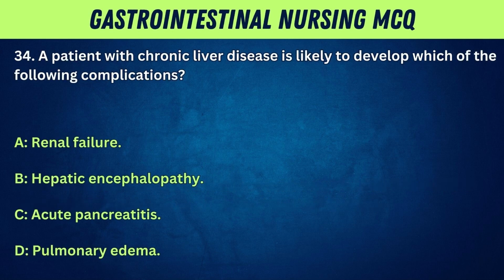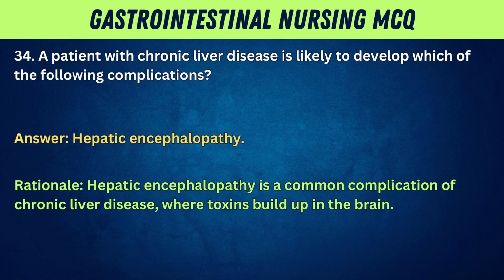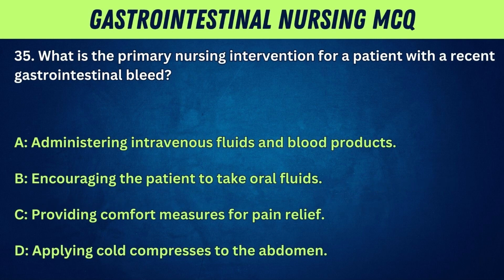34. A patient with chronic liver disease is likely to develop which of the following complications? A. Renal failure. B. Hepatic encephalopathy. C. Acute pancreatitis. D. Pulmonary edema. Answer: hepatic encephalopathy. Rationale: hepatic encephalopathy is a common complication of chronic liver disease, where toxins build up in the brain.